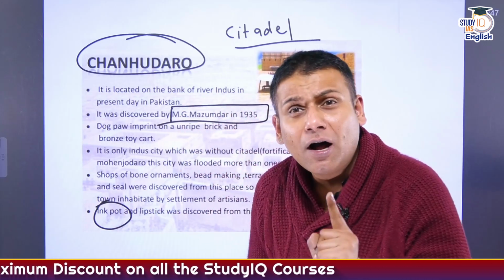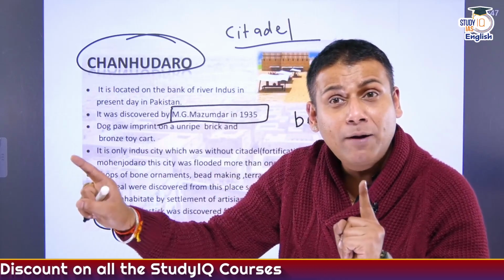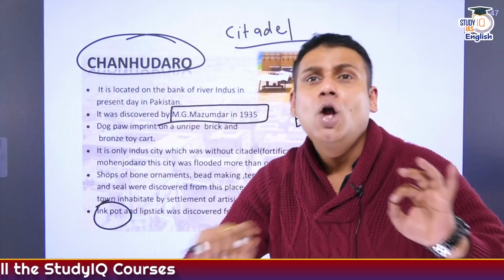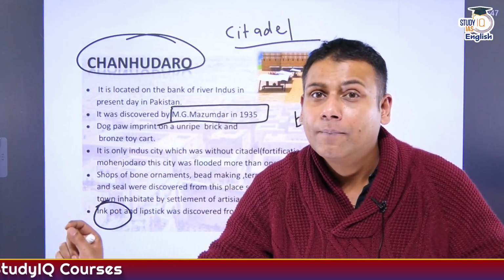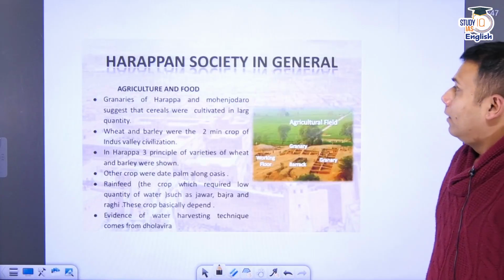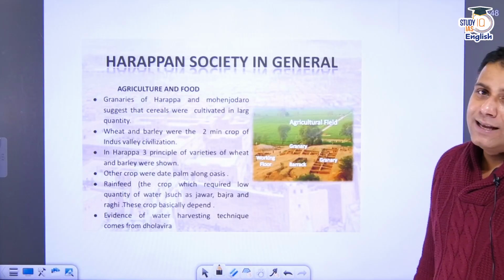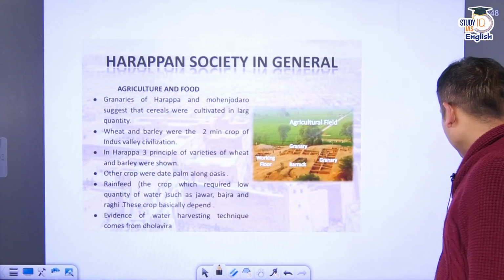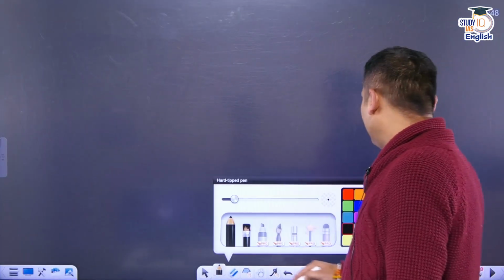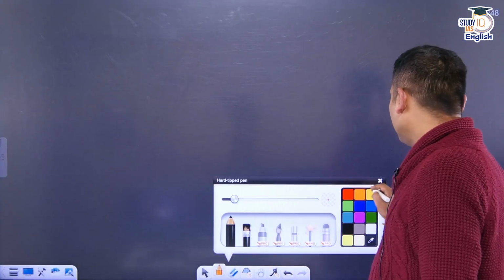One striking feature about Chanhudaro is that it might have been destroyed by flood, because this is the only Indus Valley Civilization site without a citadel. Clear, guys? Now, before discussing Harappan society in general, let me tell you about a few more sites. I'll give you examples of a few sites.